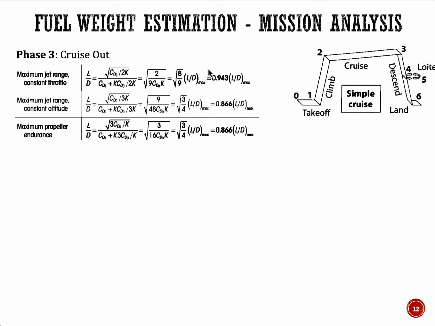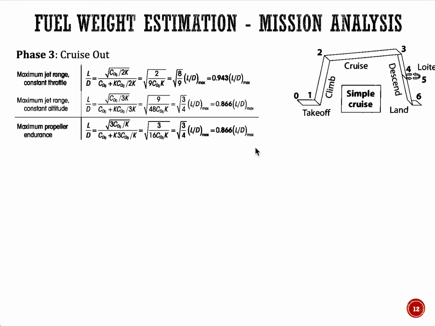And you can see that even if you just ignore what's in the center and actually look at the back right there, it is a fraction of the L over D max. So for constant throttle, it is 0.94 times L over D max. For constant altitude, it is 0.86 times L over D max, etc.